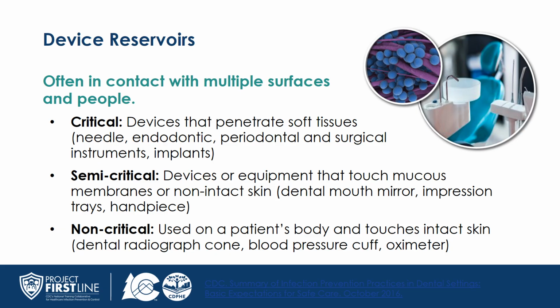Semi-critical devices are those used on a patient's body that directly contact the mucous membrane or non-intact skin. Examples include the dental mouth mirror, impression trays, and the handpiece. And the final category is non-critical devices, which include the instruments that are used on a patient's body and touch intact skin. Examples are the dental radiograph cone, a blood pressure cuff, and an oximeter.